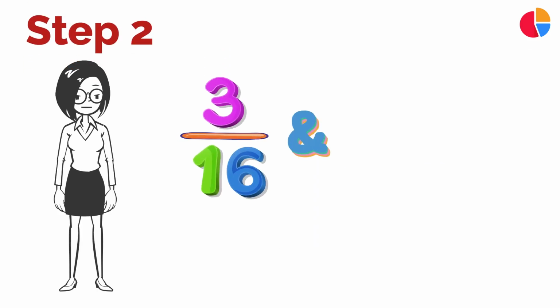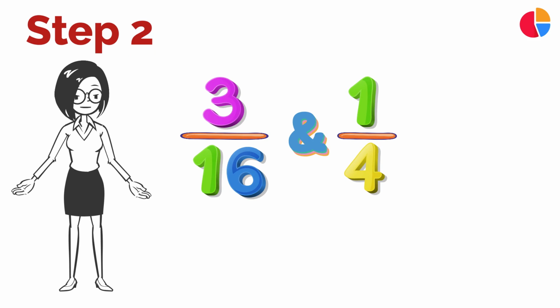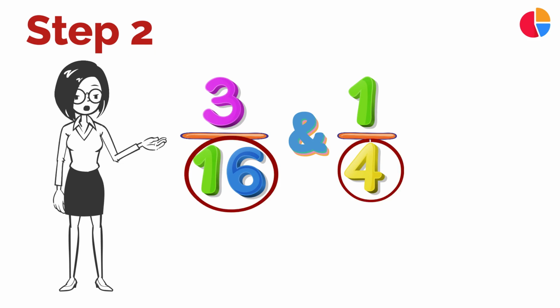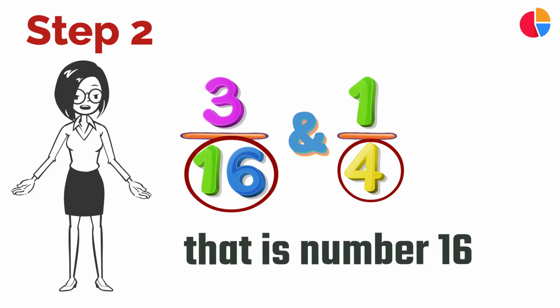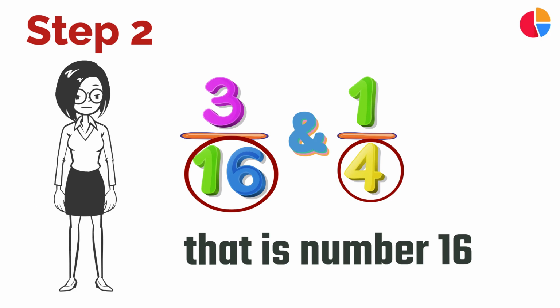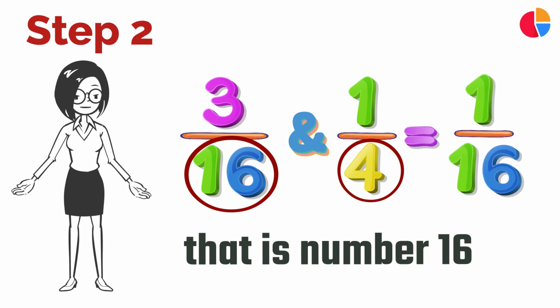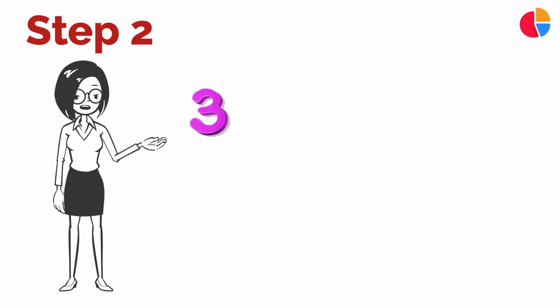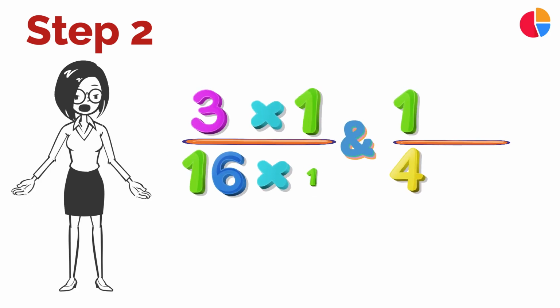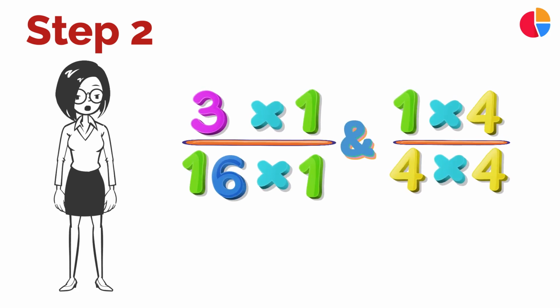Step 2. We now need to find the lowest common denominator of both 16 and 4. In this case, that is number 16. This means we need to convert 1/4 to have 16 as the denominator. To do that, we multiply both the numerator and the denominator by 4.